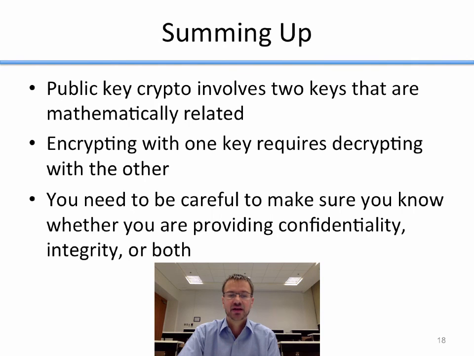So summing up, public key crypto involves two keys that are mathematically related, and when you encrypt with one key, you need to decrypt with the other. And when using them, you need to be careful to make sure you know whether you are providing confidentiality, integrity, or both. I want to point out that in this lecture, I showed you how to use public key cryptography for confidentiality, and I showed you how to use it for integrity, but I didn't show you how to use it in a way that would guarantee both at the same time. So it'd be something good to think about. How can I use this to provide both confidentiality and integrity at the same time?